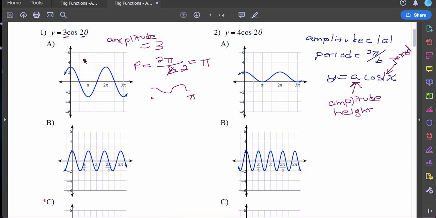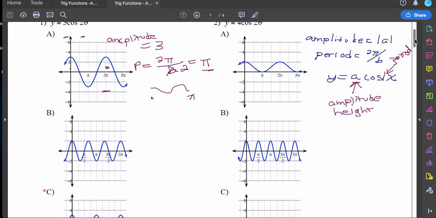So let's see if we can figure out what graph we need to choose. Starting with A, that meets my amplitude of 3. Does it go to -3? Yes. So this is a good possibility. Let's look for the period. The period needs to be pi. So the period means the time it cycles, so down and back up. Well, here it is. That is not pi, that's 2 pi. So let's move on and check some other ones.